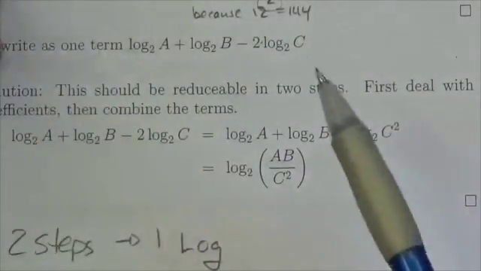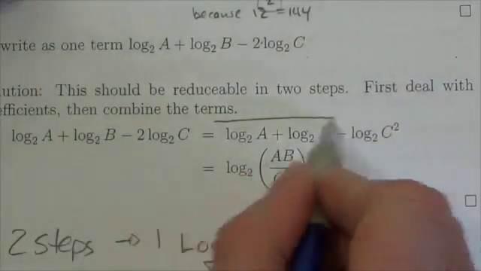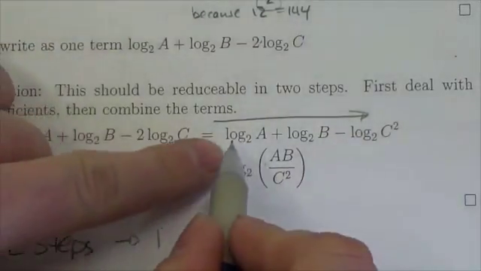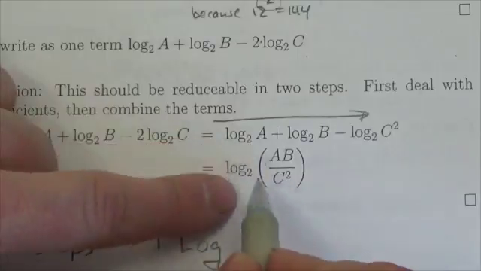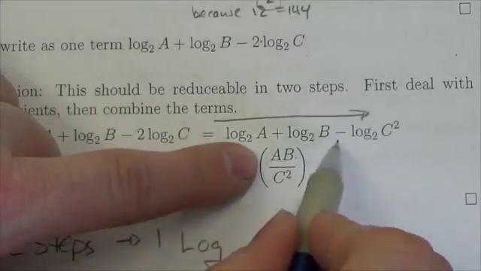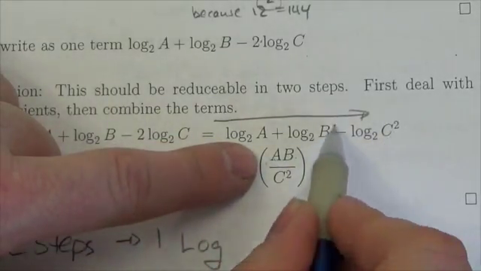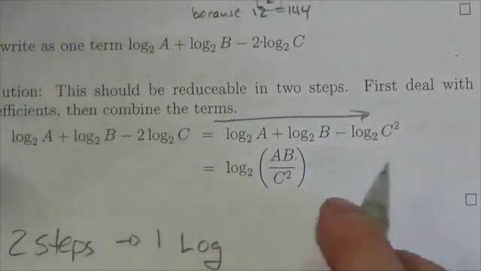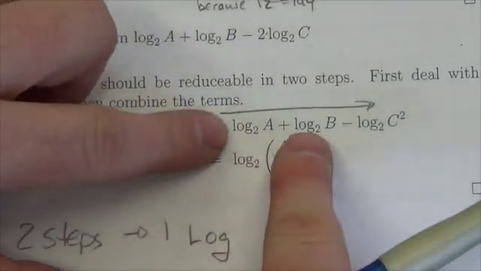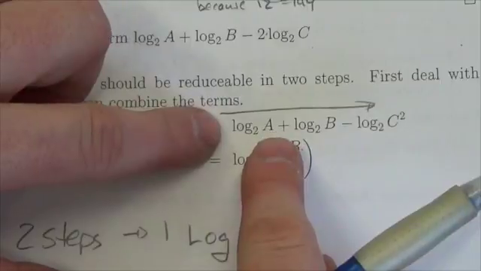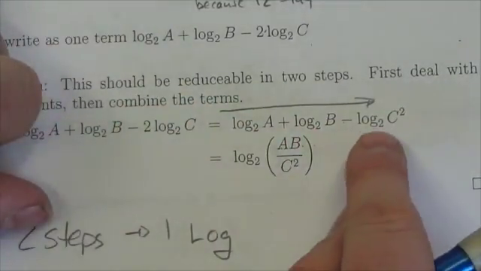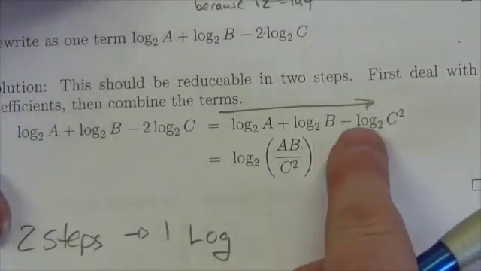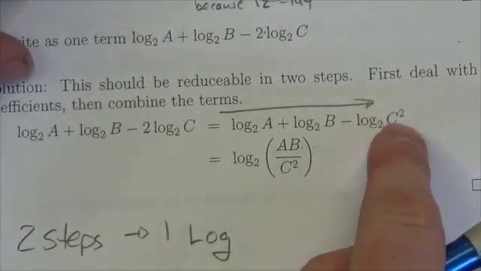When we combine these logarithms, we're still going to do it by following this thing through left to right here. So log base 2 of a plus the log base 2 of b is going to be the log base 2 of a times b. And then minus the log base 2 of c squared means we're going to divide by c squared. Essentially, if you've got any logarithmic term that is positive, that argument ends up in the numerator. And if the term is negative, that argument ends up in the denominator.